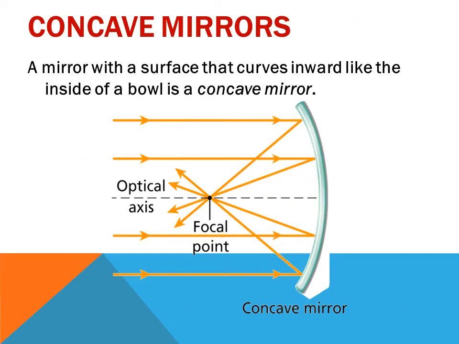Concave mirrors. A mirror with a surface that curves inward like the inside of a ball is a concave mirror. As you can see in this diagram, it shows a concave mirror where you can see the focal point is in front of the mirror.